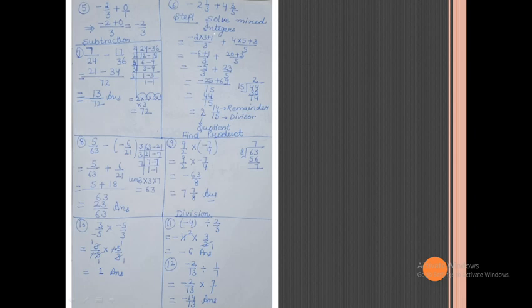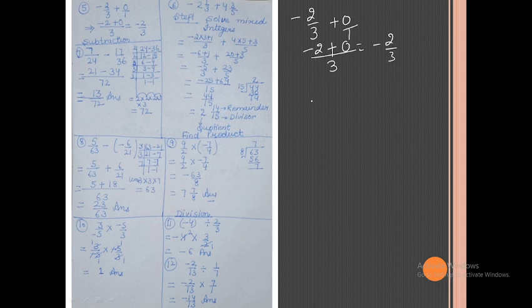There are also more examples which are given here. Like this, minus 2 by 3 plus 0. If you want addition, then you take here the LCM 3. Minus 2 plus 0, 0 by 1. 1 divided by 3. 3 multiplied by 0, 0. We get minus 2 by 3 rational number.